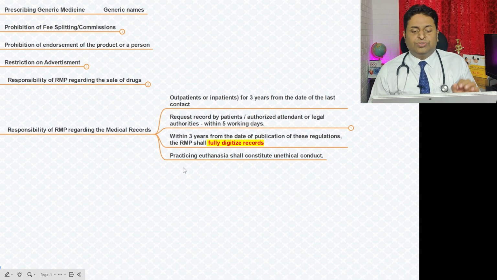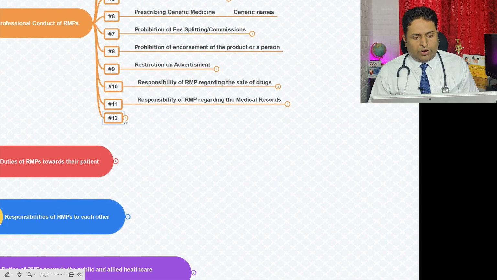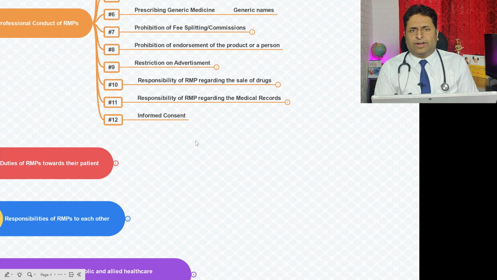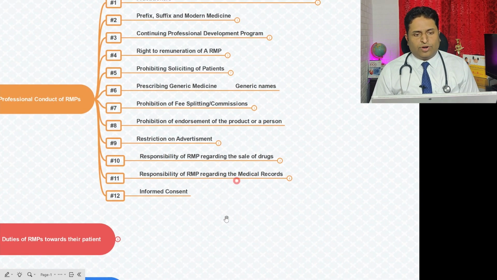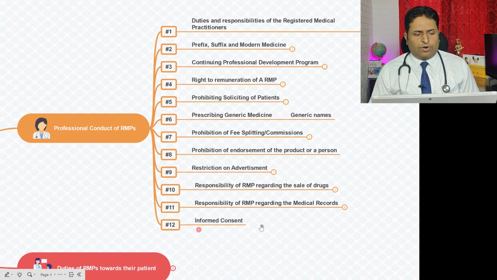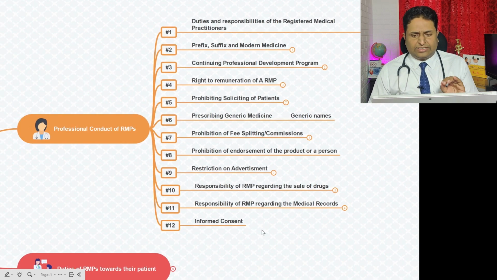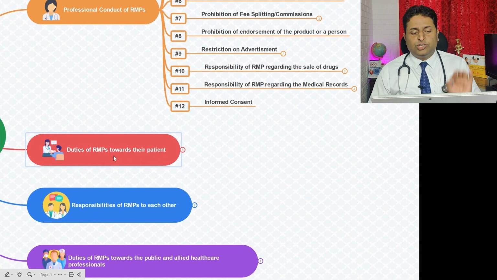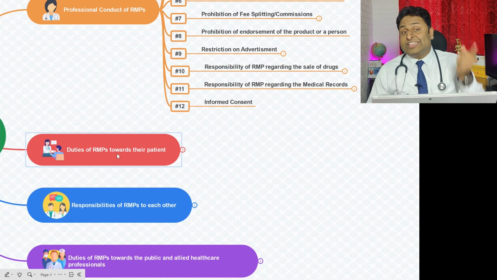Practicing euthanasia shall continue to be unethical conduct, which we already know. So the final point is informed consent. You have to take informed consent of the patients whenever and in whichever circumstance it is required, which we have already been doing. So these are the 12 points under which the professional conduct of RMPs has been described, and these are some key highlights of the document in this chapter. Now let's move to the next topic, that is duties of registered medical practitioners towards their patients.